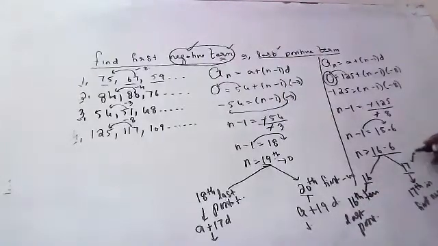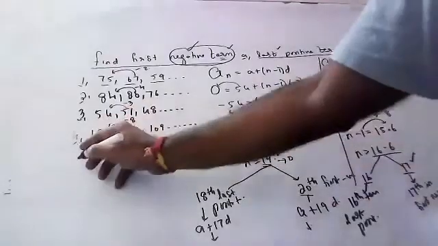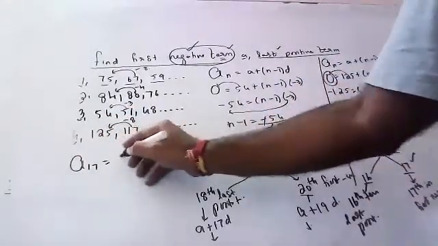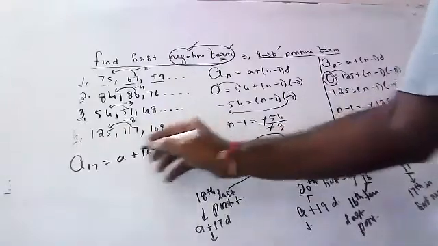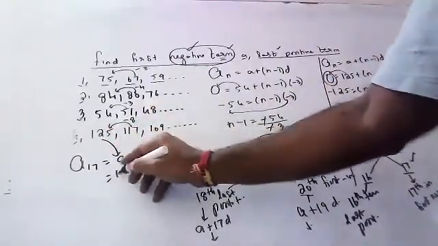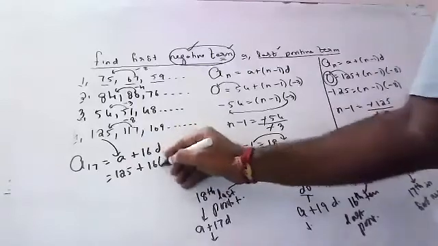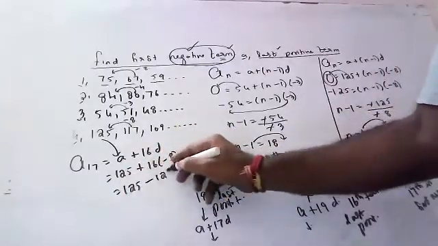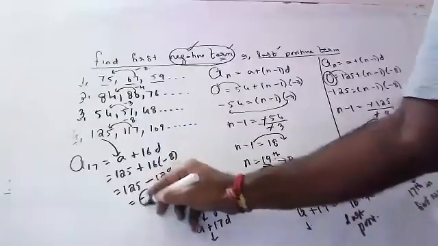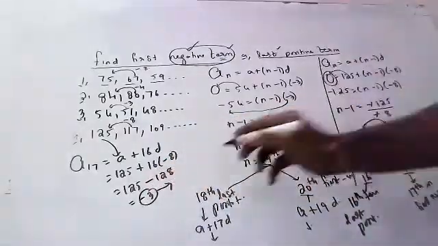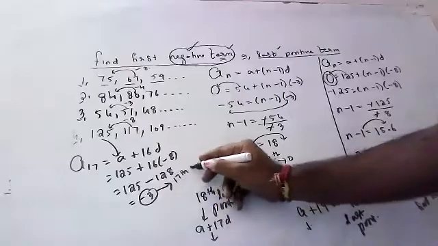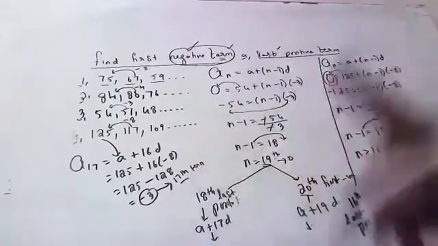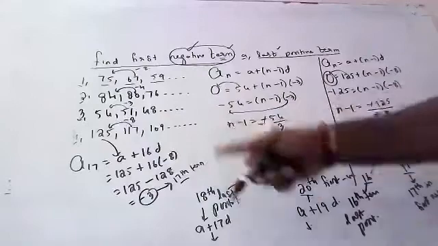Just I'm showing you only A17, children. Please see here. So A17 means what, children? A plus 16d. If you want just clarification, this is 125 plus 16 into minus 8. Try to understand. 125 minus 128. So answer is minus 3, the first negative integer in this series, which is the 17th term.